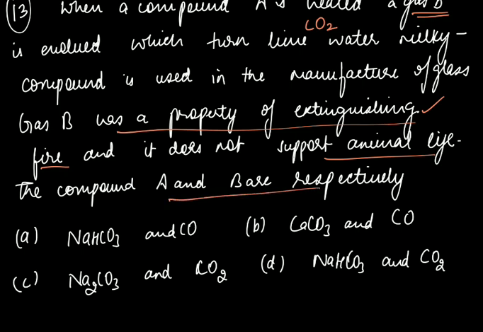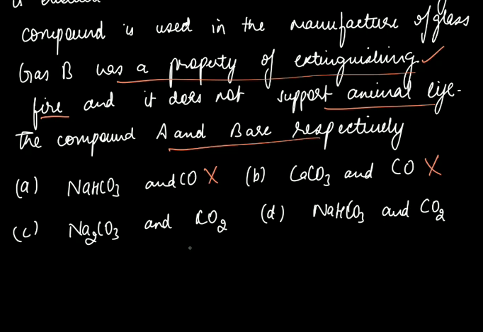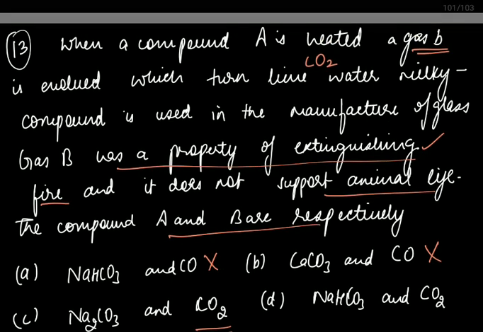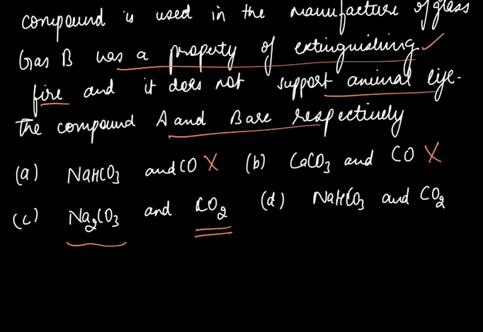Now the compounds A and B are respectively what? Looking at the options, we have carbon dioxide in only two options. So this is wrong, this is wrong. Sometimes you just have to look at the options, and half of the problem is solved. Now carbon dioxide is over here, right? And if you see sodium carbonate, they said compound A is heated. Sodium carbonate is stable to heat, so it's not going to decompose.